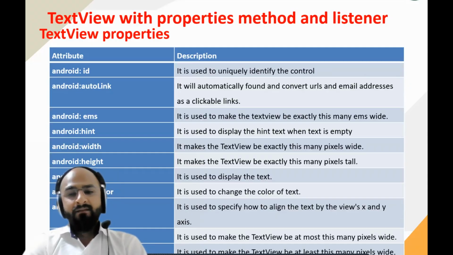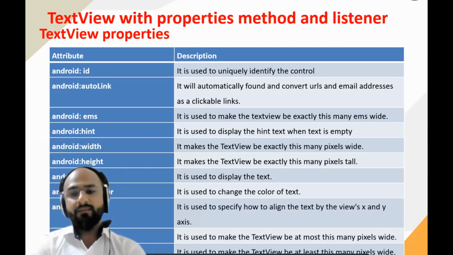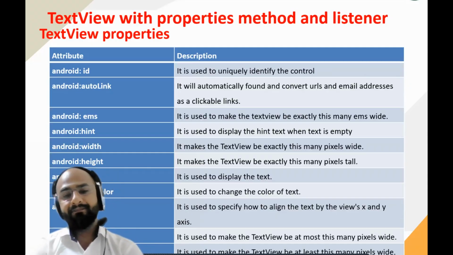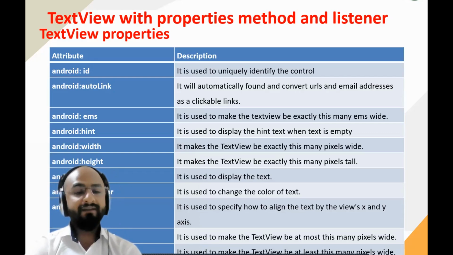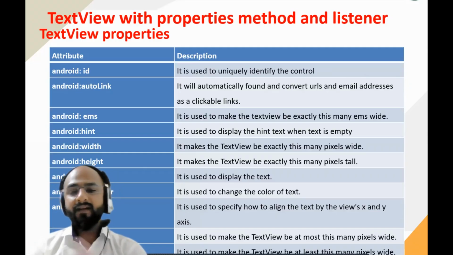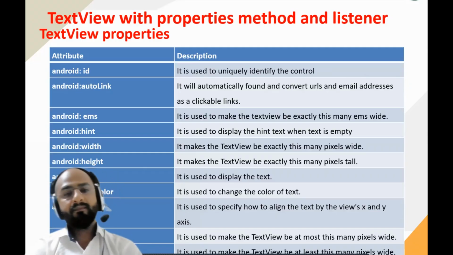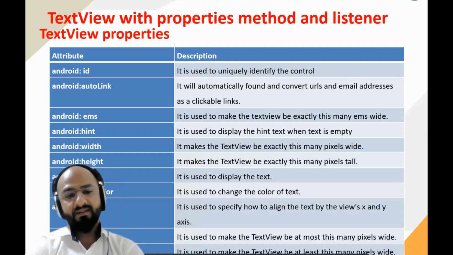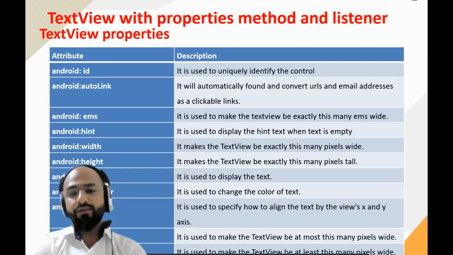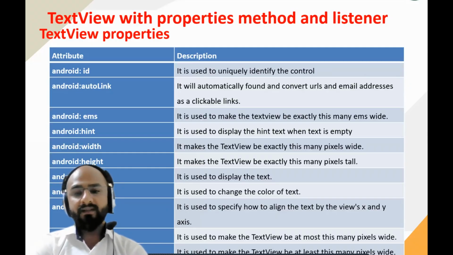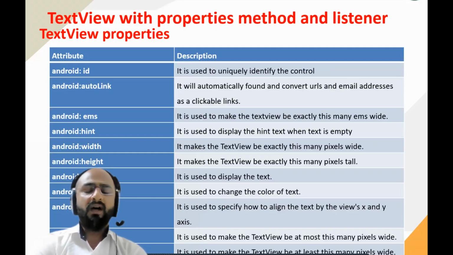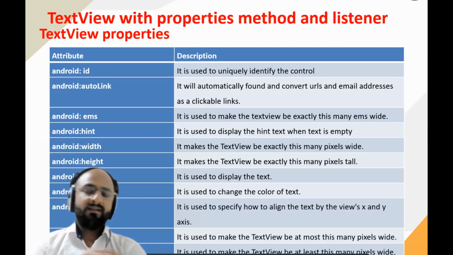Android colon gravity. It is used to specify how to align the text by the views as x and y axis. So this gravity property can be used to align your text left, center, right, justified, etc. Max width and min width. Max width is used to make the text view be at most this many pixels wide, or min width is used to make the text view be at least this many pixels wide. So these all are the properties of the text view.